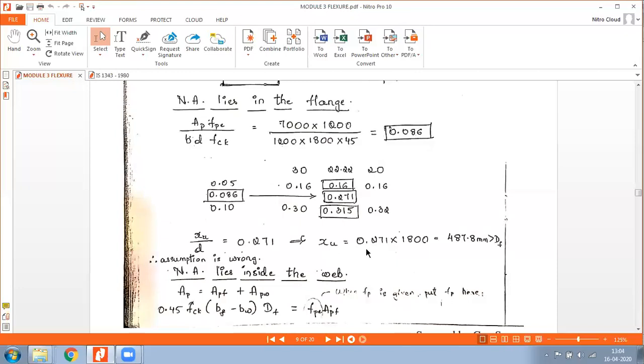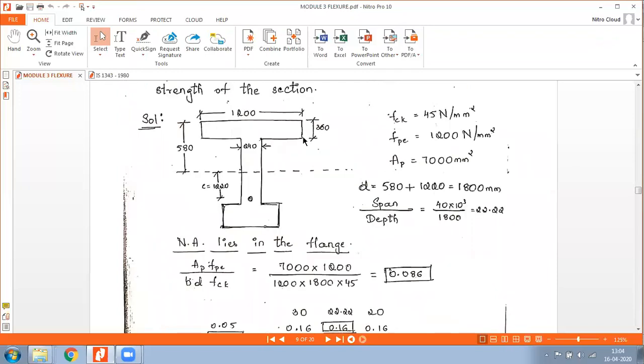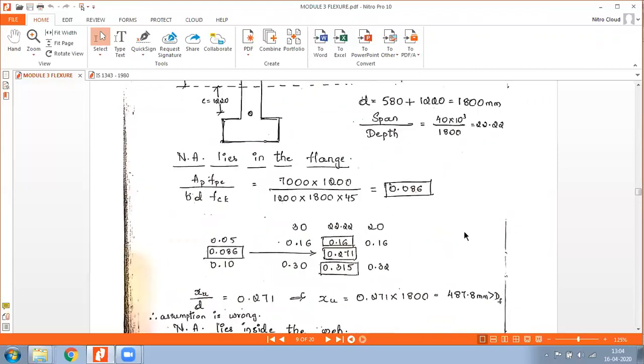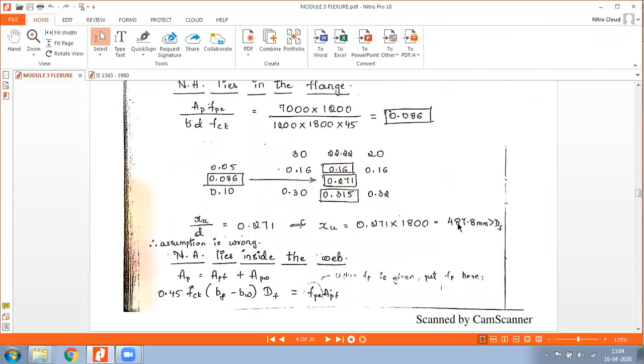XU is equal to 0.271 into 1800, which gives the value of 487.8 mm. Now this value is to be compared with the depth of the flange. Depth of the flange is 350 mm. Now we got the XU value as 487 mm. It implies that XU is greater than depth of the flange.